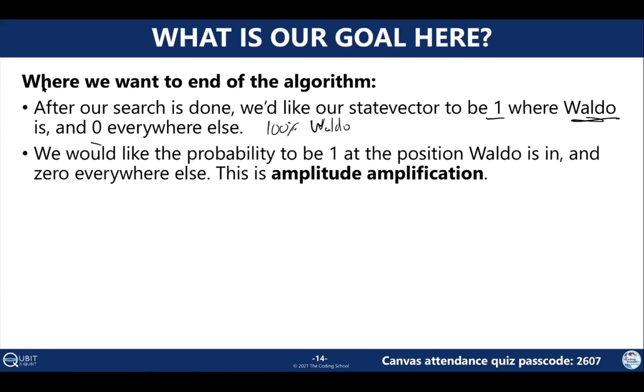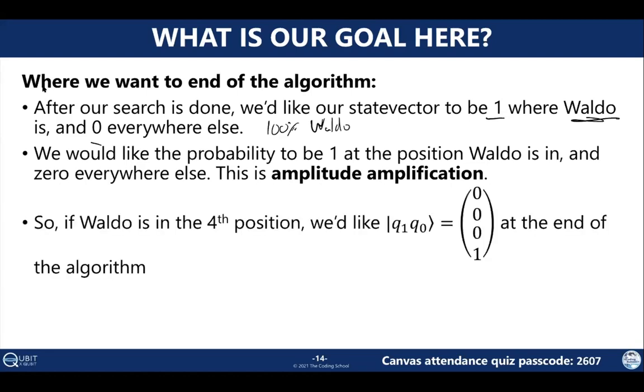You were given an example of that in lecture, and we're going to do a slightly different example today. If Waldo was in the 4th position, we would like to end up at this state at the end of the algorithm. This is our 1, 1 state.